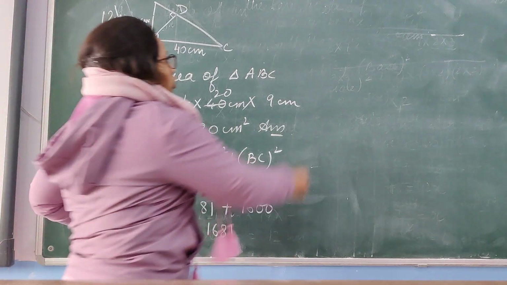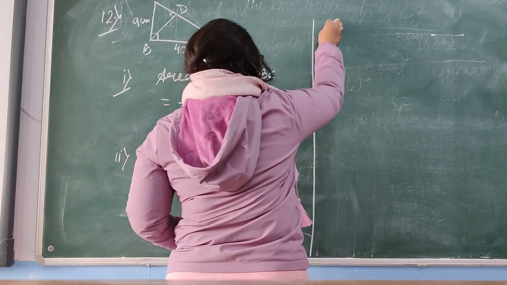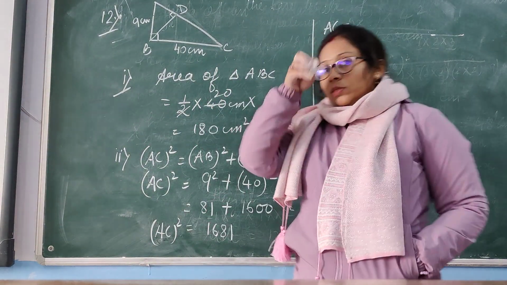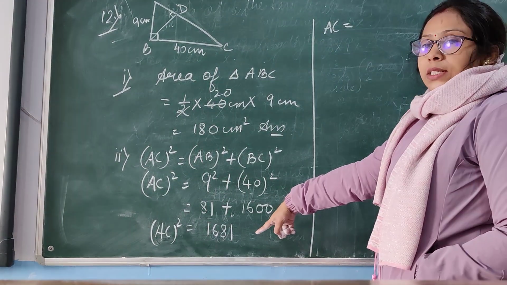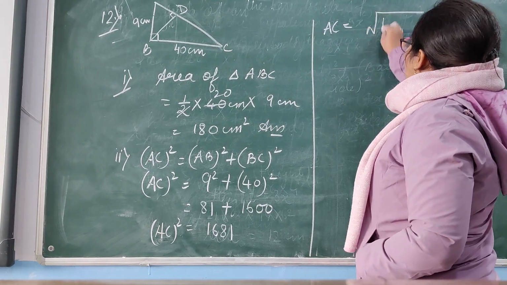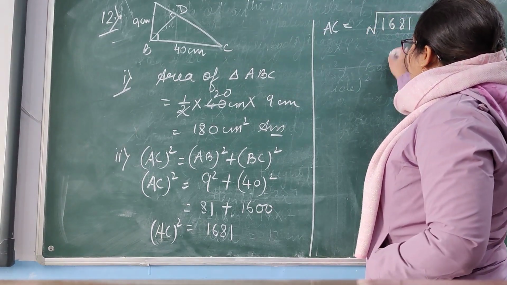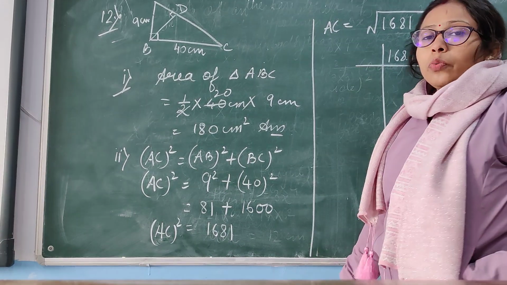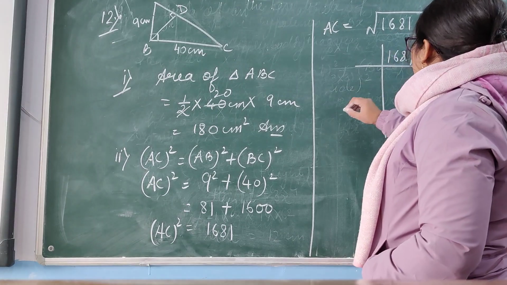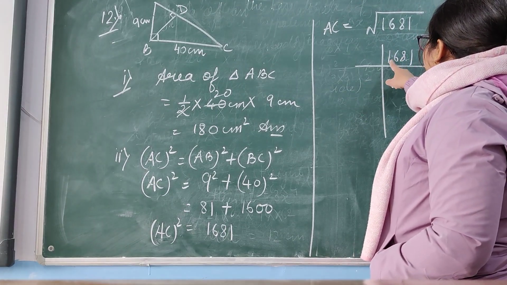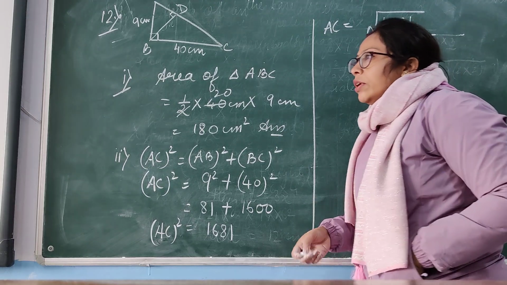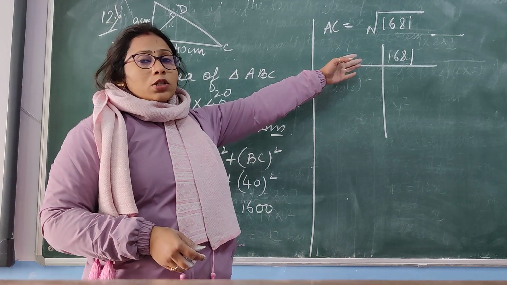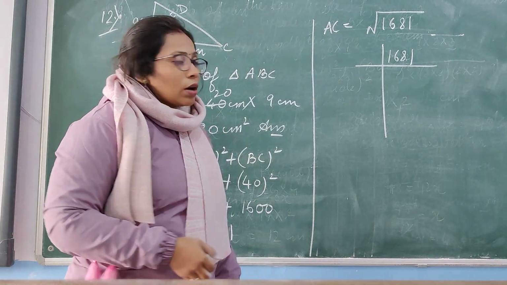Now to calculate the value of AC, what we will do? We will find out the square root of 1681. To calculate square root, what we will do? Again, we will take out the prime factorization. Let's do this. With what value can we divide? How can we calculate the square root of 1681? Let's find out.